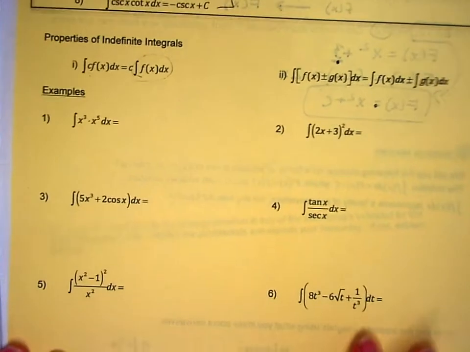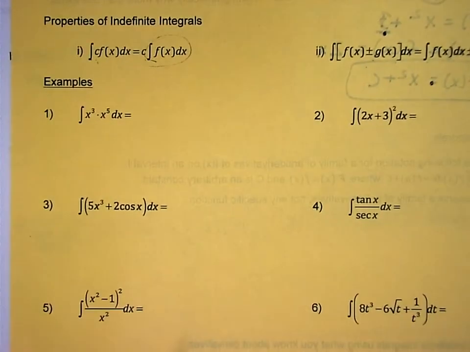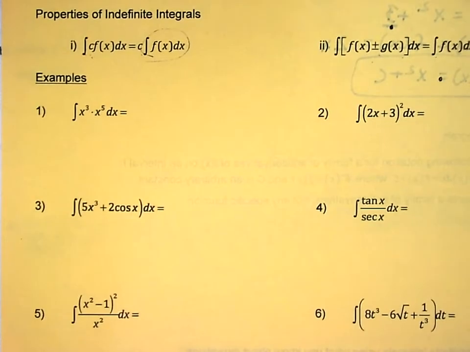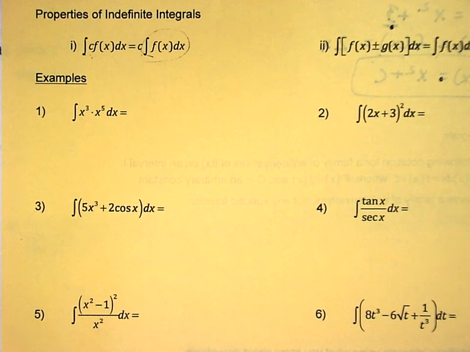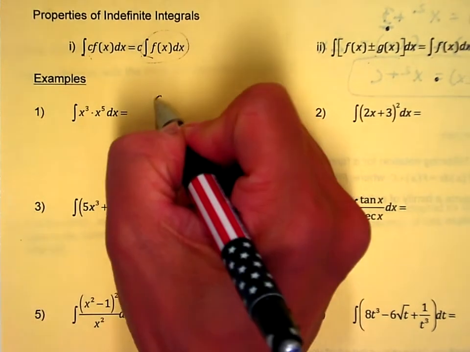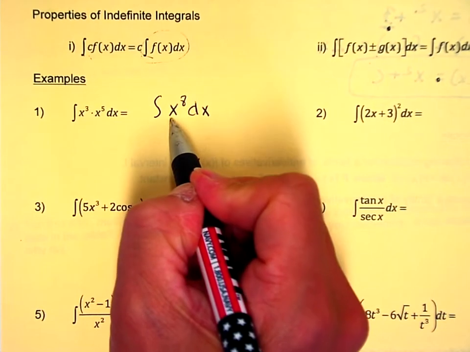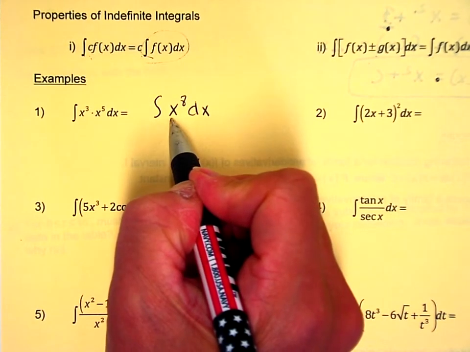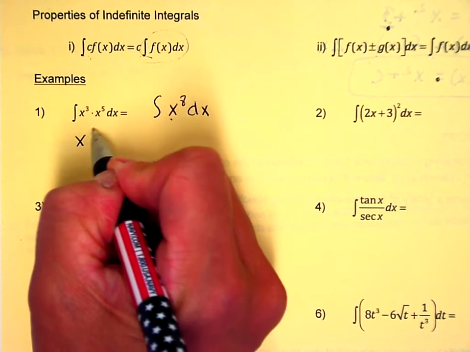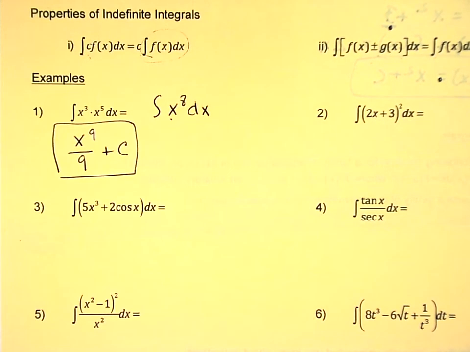Okay, so let's work through these examples. So some of these problems, you may need to rewrite the function first before you can take the antiderivative. There is no product or quotient rule for antiderivatives. So if you see a product or quotient, you will have to rewrite this first. So this problem here, I'm going to rewrite this as x to the 8th. And we have a power rule for antiderivatives, so I'm going to add 1, divide by the power. Don't forget your plus c in my answer.